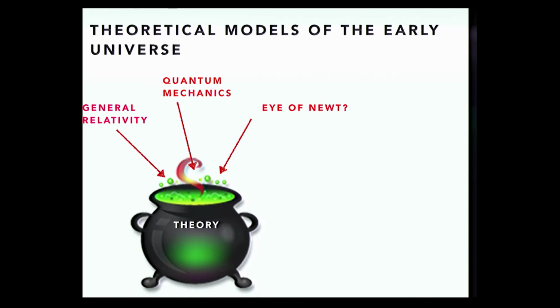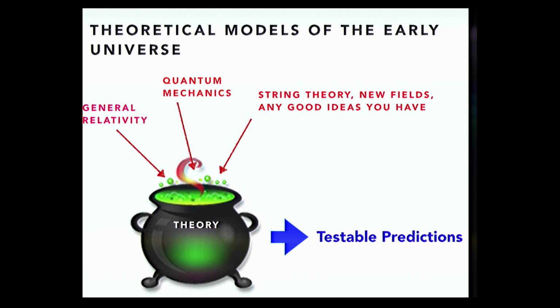I don't even know how to make a physical theory of I of Newt, so we'll skip that one. But you can come up with other things that are exotic that we haven't ever observed, like string theory. You can introduce new fields, which is really something that happens more often than string theory in these models, but both happen. And then take any good idea you have and throw them in the pot. Say an incantation, work really hard, do some calculations, and then arrive at testable predictions.